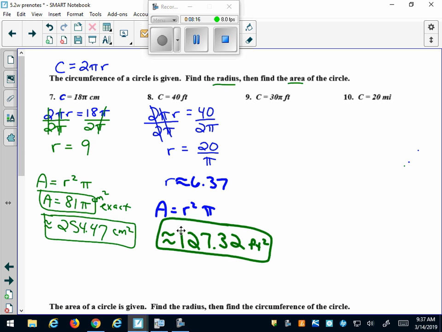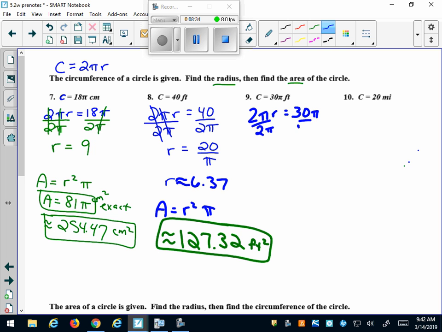That makes sense? Okay, I'd like you to try numbers 9 and 10. Notice that number 9 has a pi, number 10 does not have a pi. All right, so this one, you have 2 pi r equals 30 pi. When you divide by 2 pi, the pi's cancel, and r turned out to be 15. Exact area was 225 pi. Approximate area was 706.86. Now remember, with area, it's square units.